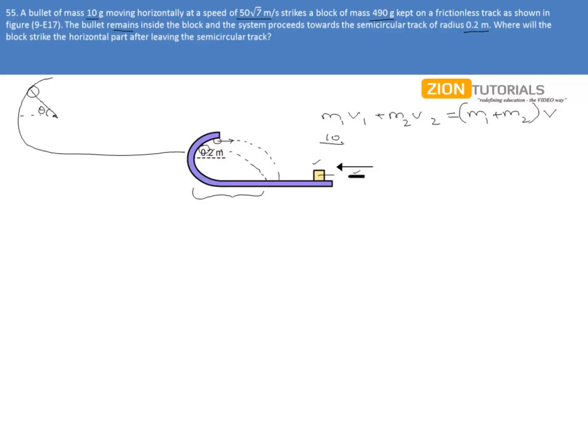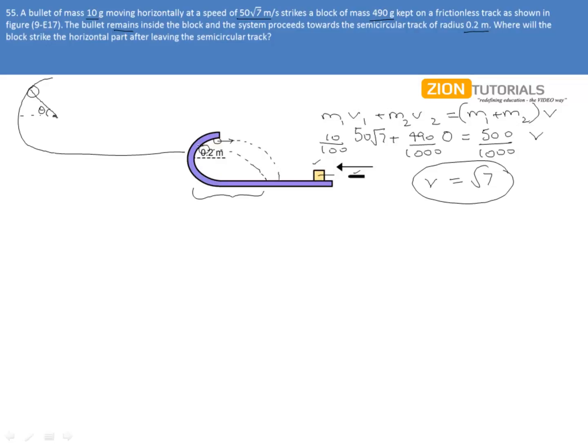m1 is 10 grams, so 10 by 1000, v1 being 50 root 7, plus m2 being 490 grams into v2, that was 0, equals m1 plus m2 being 500 grams, into the velocity v which we need to find out. So this gives us the velocity v to be root 7. That is, this system, once the bullet hits it, moves with a velocity of root 7 to the left.